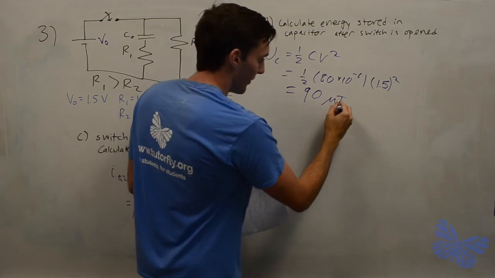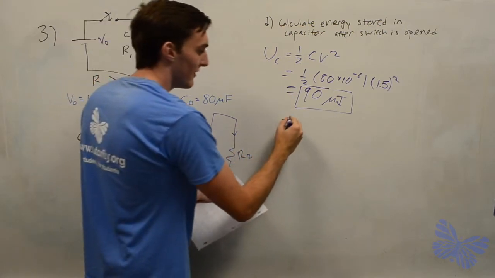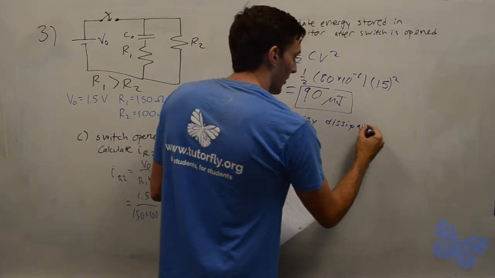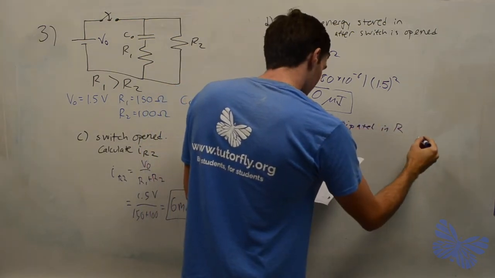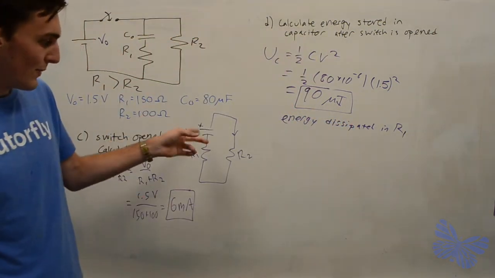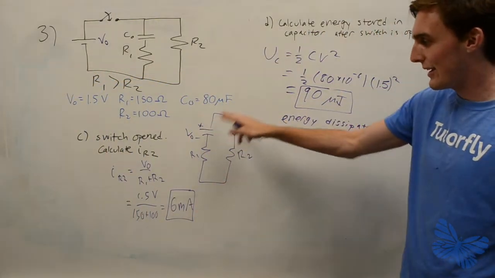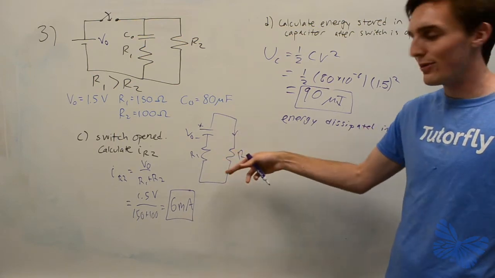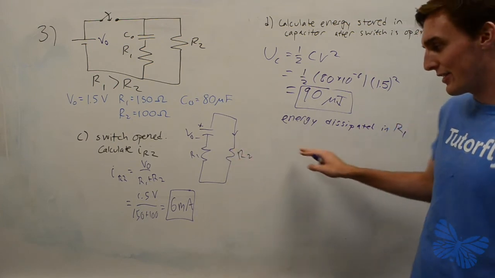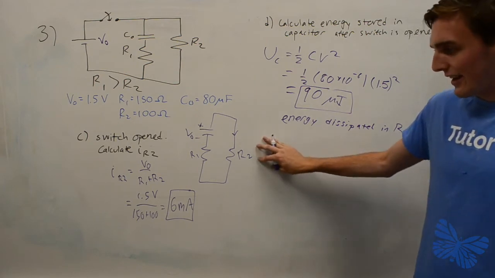microjoules of energy. And then lastly, it asks for the energy dissipated in R1 after you open the switch. And so basically the way that this circuit works is it's going to dissipate this voltage by sending a current through each resistor, and the power dissipated by each resistor is going to be I squared times R. So it depends on the actual resistance.